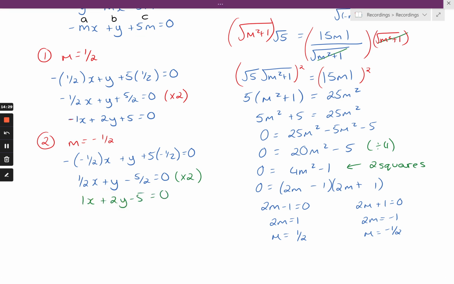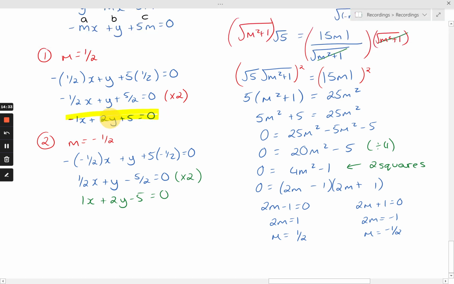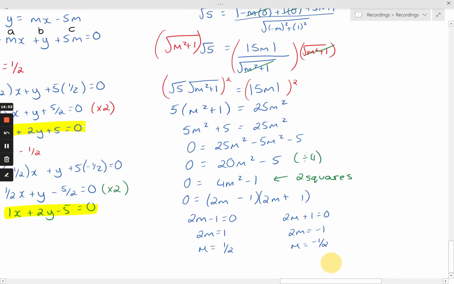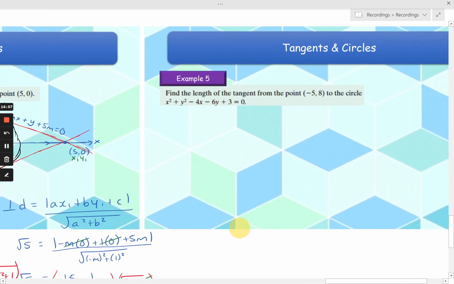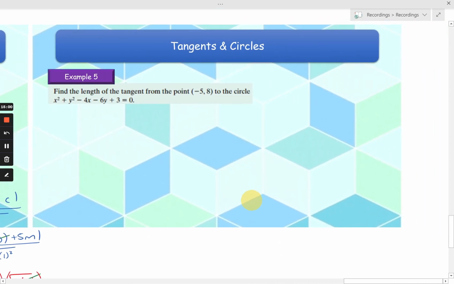And so finally, at the end of that sum, my two equations of the tangents are minus 1x plus 2y plus 5 is equal to 0, and 1x plus 2y minus 5 is equal to 0. I want you to pause the video here, guys, go back through, and watch example 4 again. We're going to add it into our notes copies or our notes booklet, and then we're going to look at the last example today, which is example 5, which you'll be glad to hear is a little bit shorter.